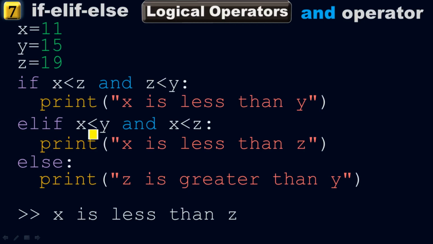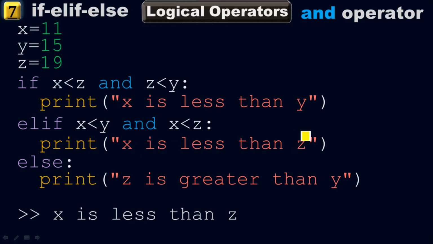For the elif, we have x is less than y and x is less than z. x is 11 and y is 15. So 11 is less than y. It is true. What about the second one? x is less than z. x is 11 and z is 19. Yes, 11 is less than 19. So both of the statements are true. They are satisfied. Therefore, the second option is satisfied. It will be executed. So it will print x is less than z in the final output.